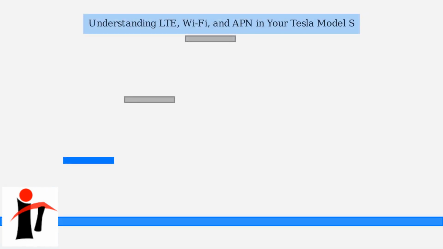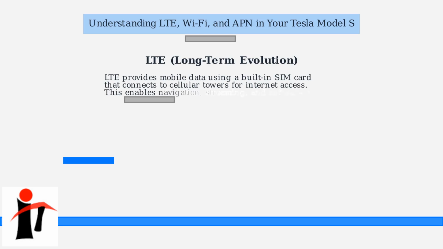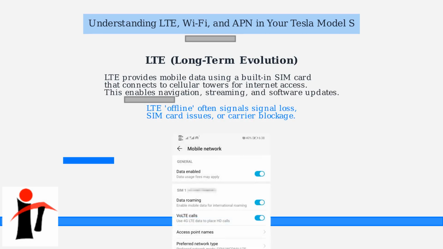Let's define the core technologies that enable internet connectivity in your Tesla Model S. LTE, or long-term evolution, is the primary mobile data network for your Tesla Model S. It uses a built-in SIM card to connect to cellular towers, providing internet access for essential features like navigation, media streaming, and over-the-air software updates. When LTE goes offline, it often indicates signal loss, SIM card problems, or carrier-specific blockages.